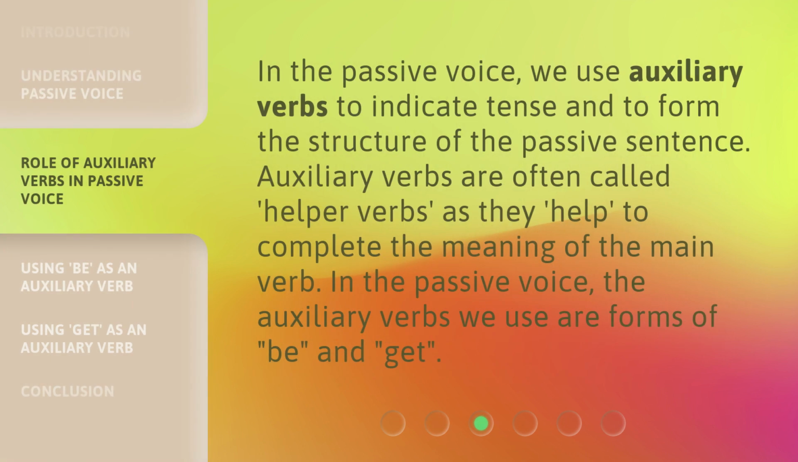In the passive voice, we use auxiliary verbs to indicate tense and to form the structure of the passive sentence. Auxiliary verbs are often called helper verbs, as they help to complete the meaning of the main verb. In the passive voice, the auxiliary verbs we use are forms of be and get.